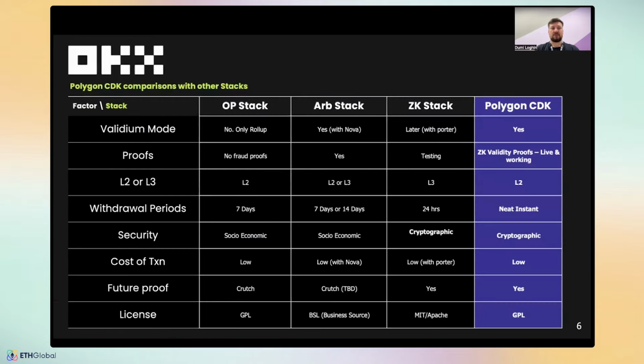So X1 is built using Polygon CDK, and as you can see on this slide, Polygon CDK has some advantages compared to the competition. In particular, it supports Validium mode, and it has state-of-the-art zero-knowledge proof technology.